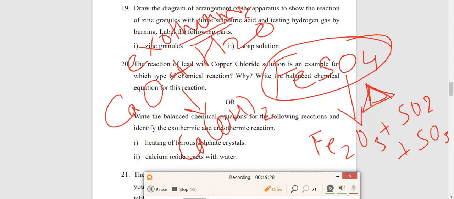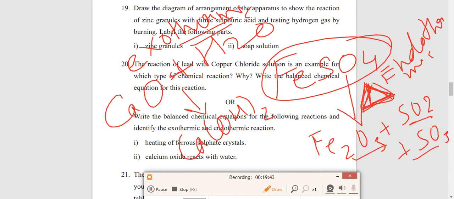But my mistake, I have told you that heating of ferrous sulfate is an exothermic reaction. Sorry, it is an endothermic reaction, because in this heat is used to break this FeSO4 into these substances, these products. So it is an example of endothermic reaction.